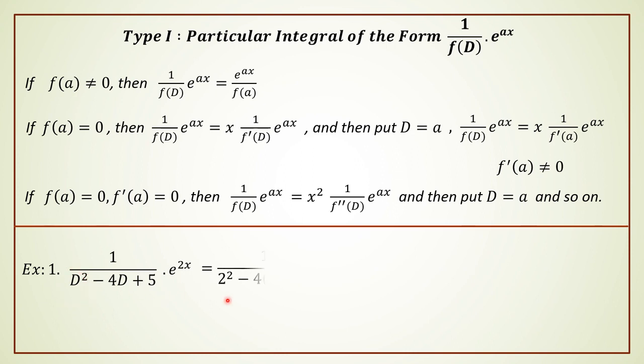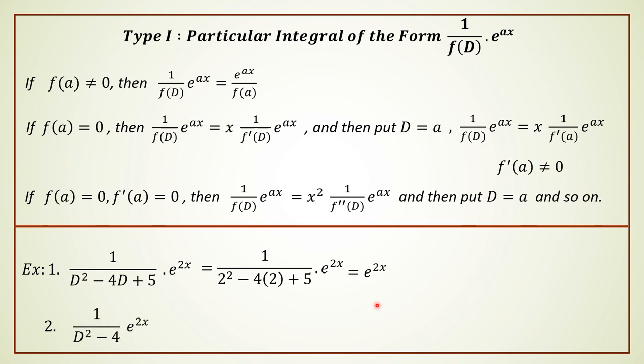So wherever you have D, replace it by the coefficient of x, so that it becomes 2 square minus 4 into 2 plus 5, into e to the power 2x. So you have 5 plus 4, 9 minus 8, therefore it is 1. Therefore the particular integral of D square minus 4D plus 5 acting on e to the power 2x is just e to the power 2x. Okay.